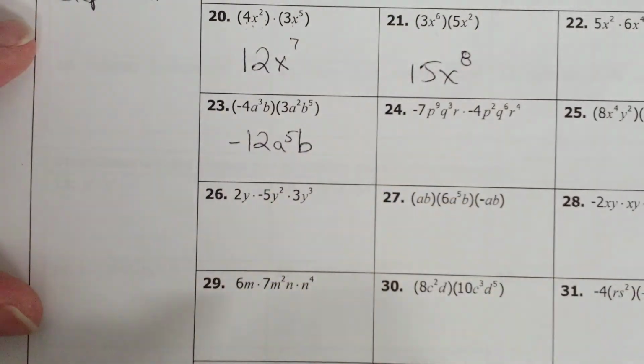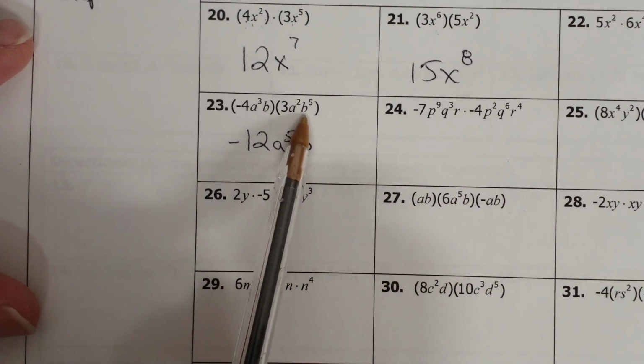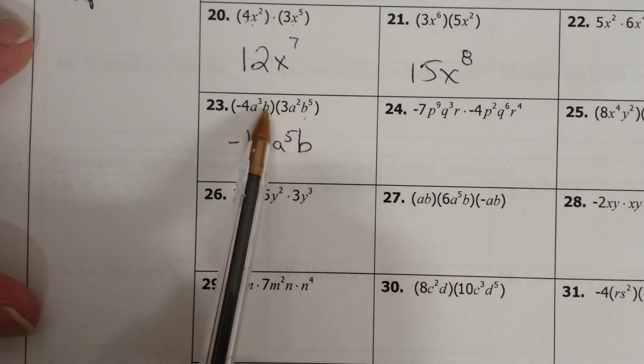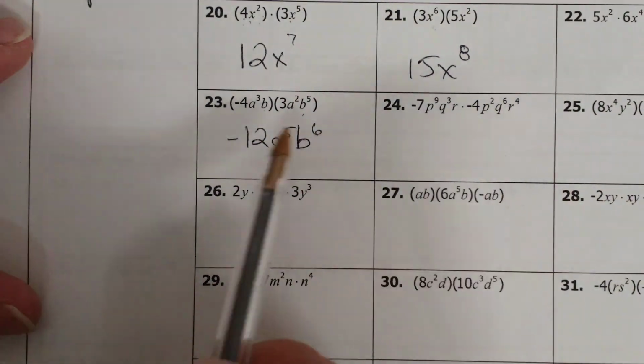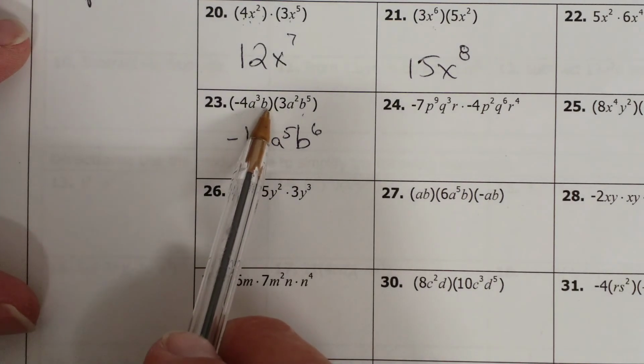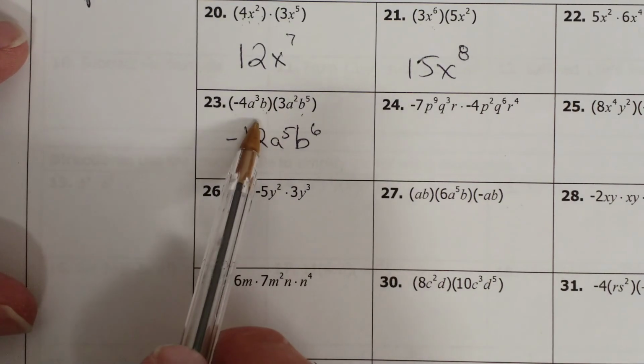Now I'm going to do the b's separately. There's 5 here, b to the 5th, and b to the 1st here, so that would be b to the 6th. You've got to be careful with that b there. You have to remember there's assumed to be an exponent of 1 on there. That's one of the most common errors.